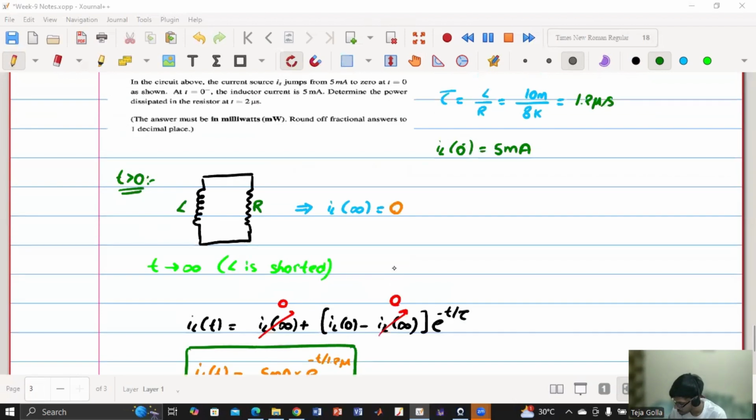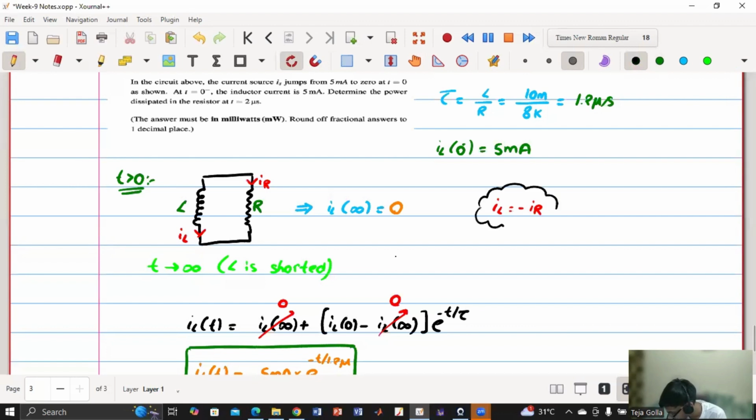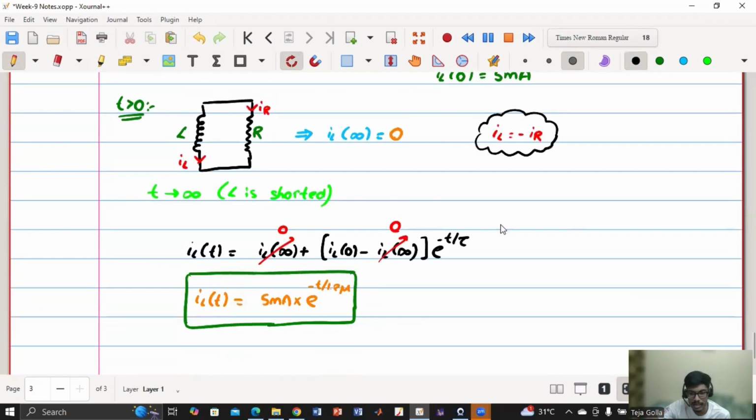Now say I have assumed this as IL. The current is, say, IR, which I have assumed as basically entering the resistor. So I know that IL equals minus IR. Or you can consider any direction, since they have asked power, I square R is positive, so it doesn't matter. Else they would have mentioned the direction. But in this question, I am considering IL and IR to be entering both the devices. So IL is minus IR.